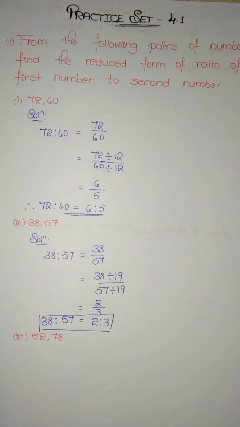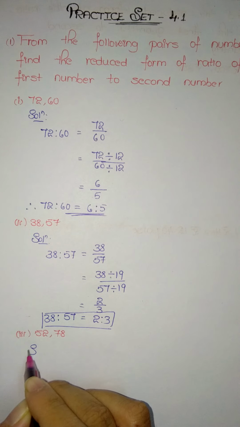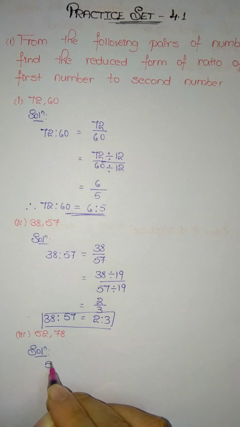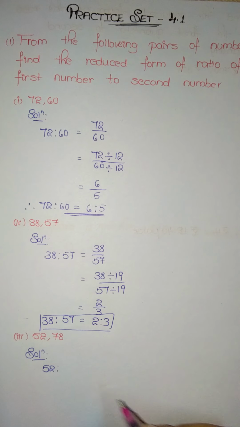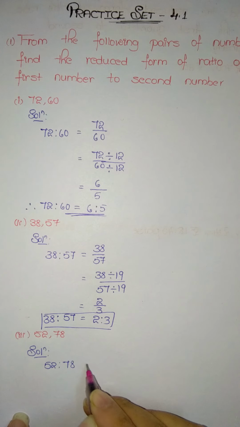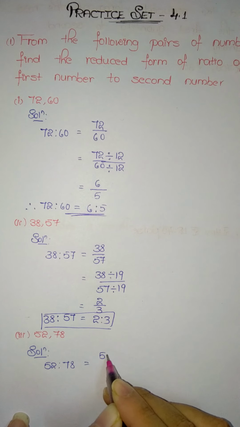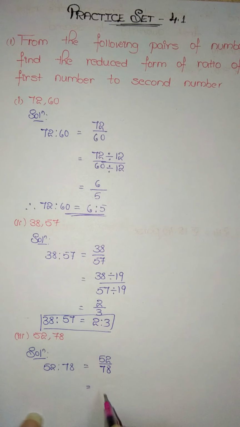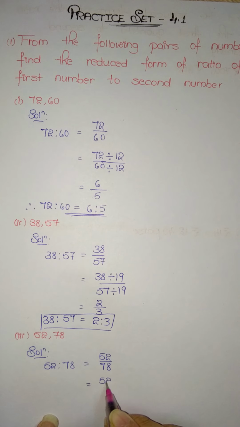Next, move on to question number 3, that is 52 and 78. Here 52 and 78 are divisible by the number 26, both are in the table of 26. So here we can write it as 52 by 78. Now both numbers are divided by 26.